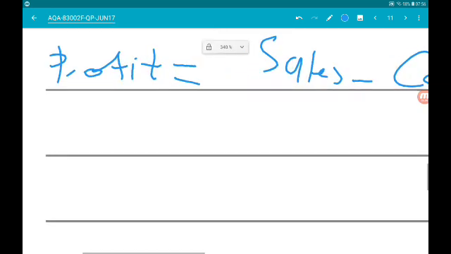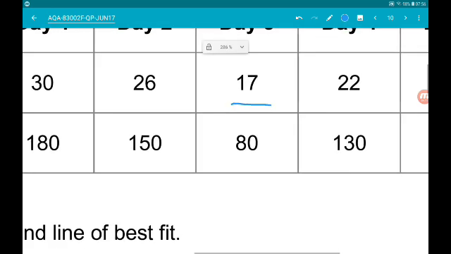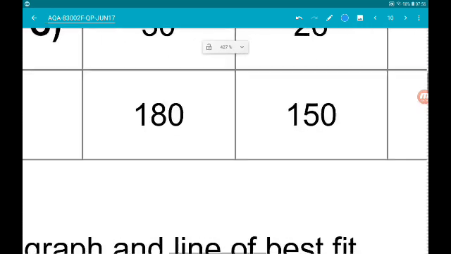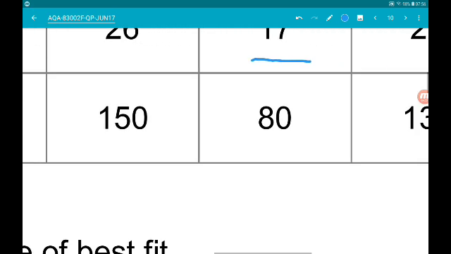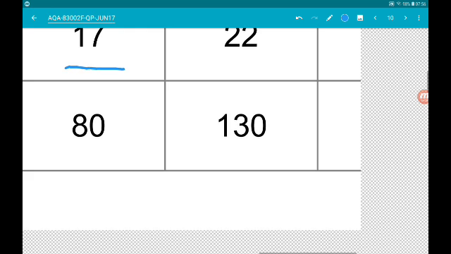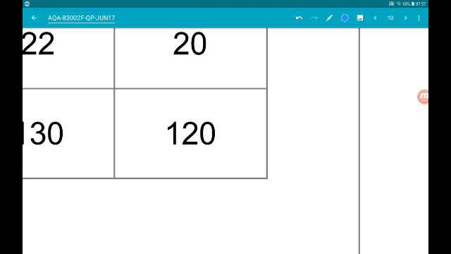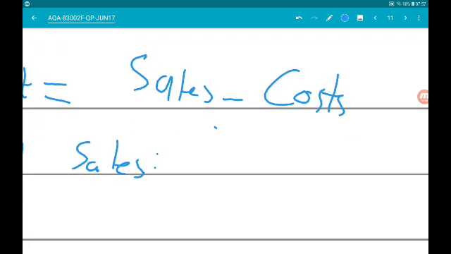So let's work out his total sales. So calculate paper, remember, just add all of the sales together. So 180 add 150 is 330, add 80 is 410, add 130 is 540, add 120 is 660. So his total sales are £660.